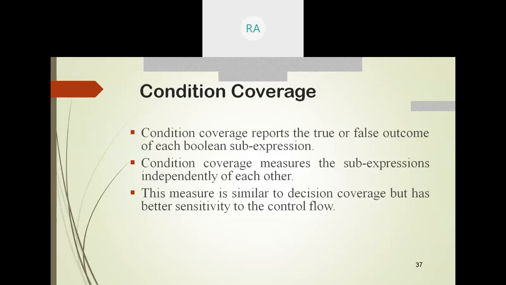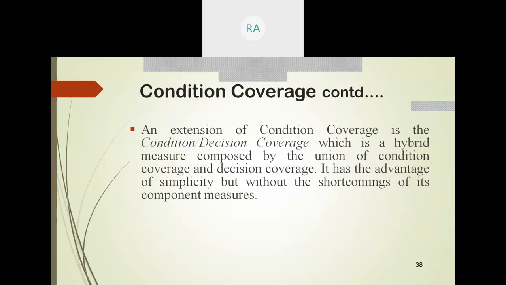With condition coverage, you test for the true outcome of a Boolean expression as well as the false outcome. As an extension of condition coverage, I call it condition/decision coverage. It is a hybrid measure, a mixture of both condition coverage and decision coverage. What is the advantage here? It is simple because you apply both together. It is a hybrid approach and you get more coverage.